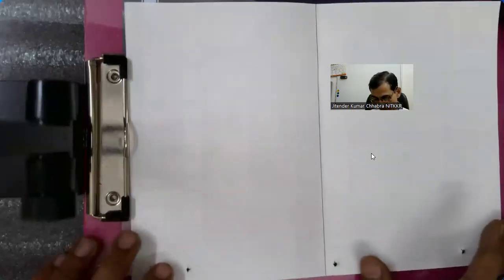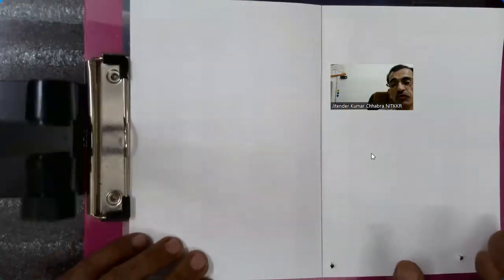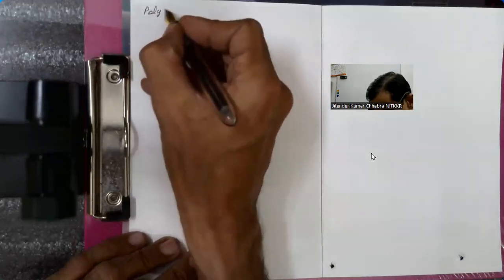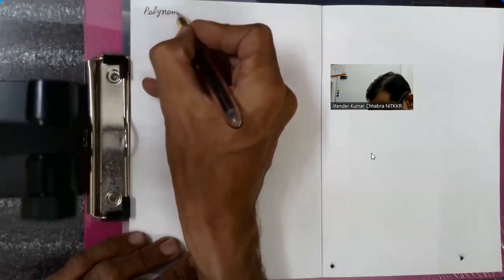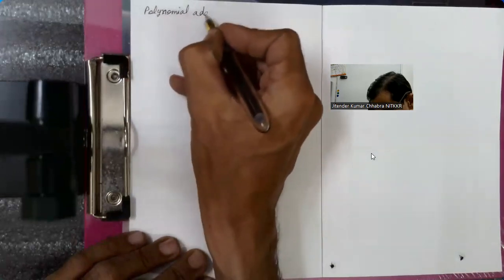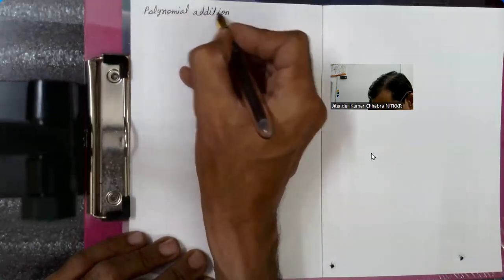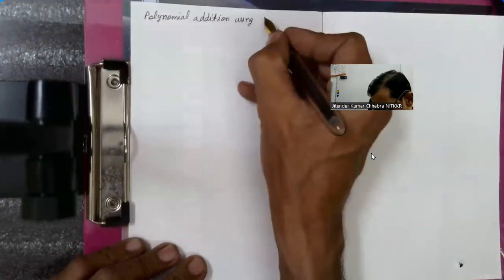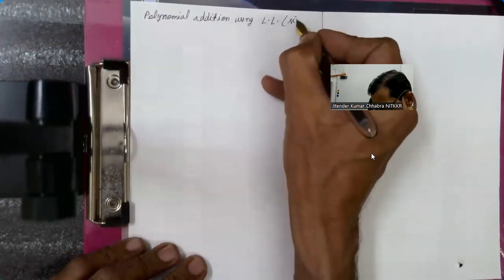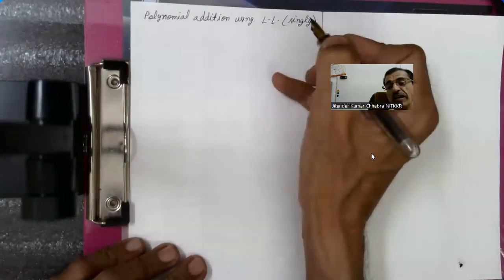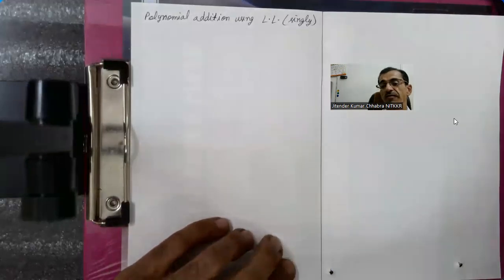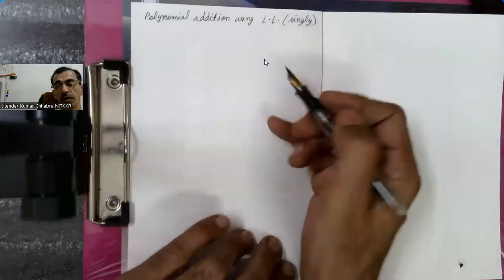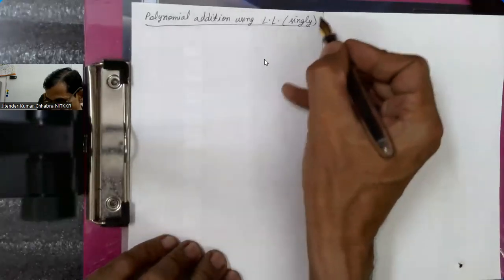Going further, again, another application. One very useful application of this can be polynomial addition using linked list. Earlier I used arrays for the polynomial, but now I will use a singly linked list. Whenever I say using linked list, by default it means a singly linked list. Of course, doubly you can also practice, but for the time being, I'm working with a singly linked list. So now, polynomial addition using singly linked list.